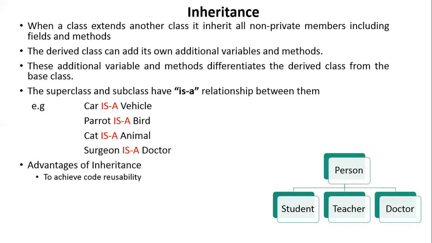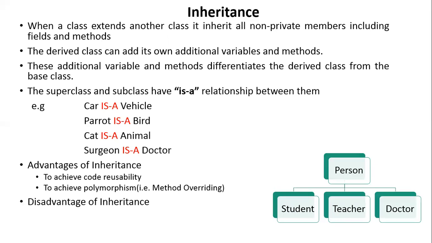Inheritance is used to achieve code reusability. It promotes code reusability. It means the same methods and variables which are defined in the parent class can be used in the child class, and it is used to achieve polymorphism by allowing method overloading.